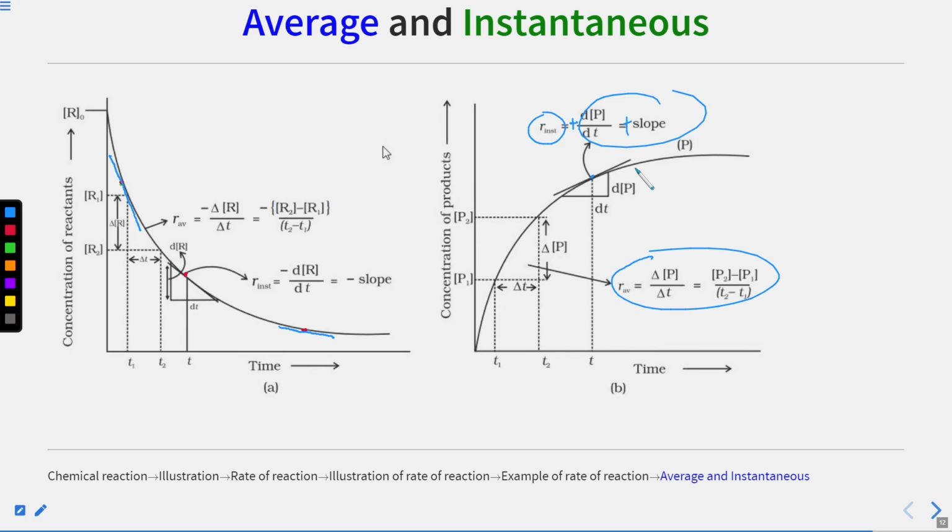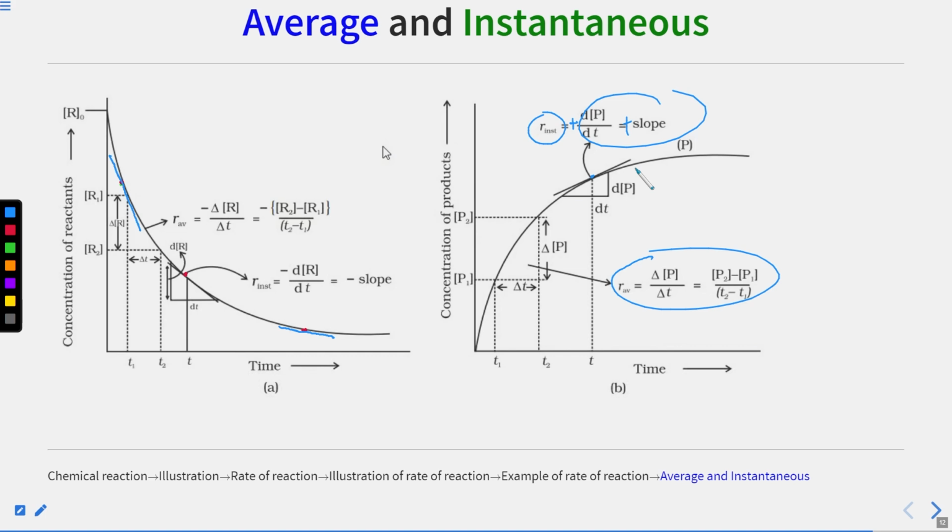Now, if you are asked which one is more useful, I would suggest, based on recent experiments, that if you are conducting an experiment, you will see that the instantaneous rate of reaction is of much more importance than the average rate of reaction. While calculating the order of reaction, you will see how the instantaneous rate of reaction is used from time to time rather than the average rate.